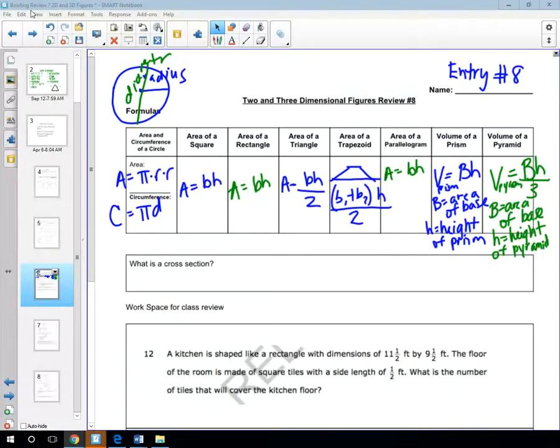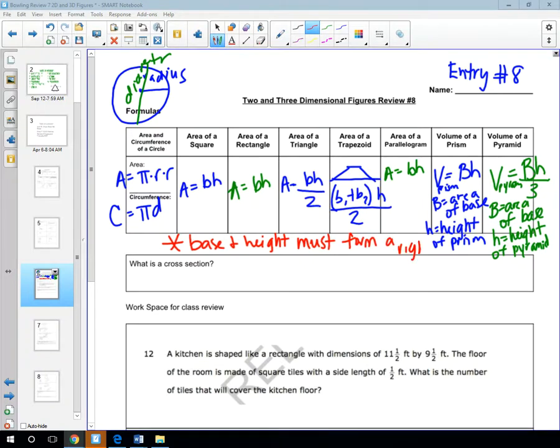Okay? Now, I want to put a special note down here. Your base and height must form a right angle. If you're given a lot of different dimensions and you don't know which one's the base and which one's the height, look for the two that form a right angle with each other. Because remember, when you go to the doctor, when they get your height, you're not leaning, you're standing nice and tall. Same thing with shapes. When we're trying to find the height, we want the one that's standing nice and tall and forming that right angle.